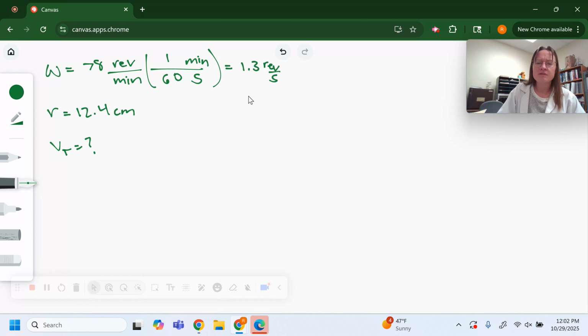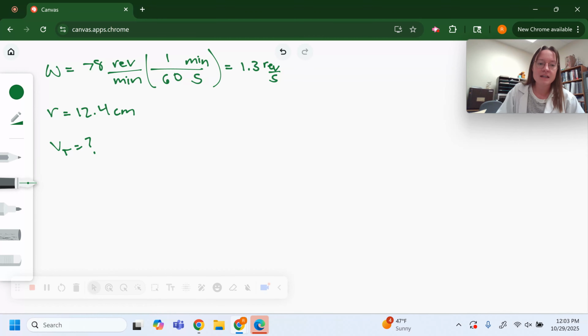This unit conversion should make some sense to you, because if this record is going to spin 78 circles in a minute, it's probably going to have to do a little bit more than 1 circle per second. And that's exactly what you see. It's 1.3 revolutions per second.